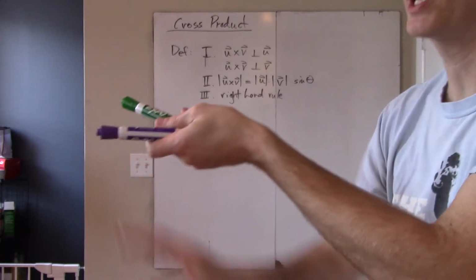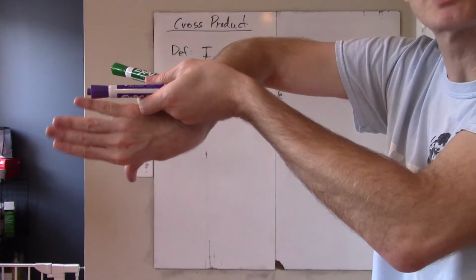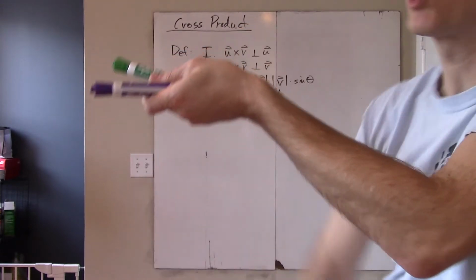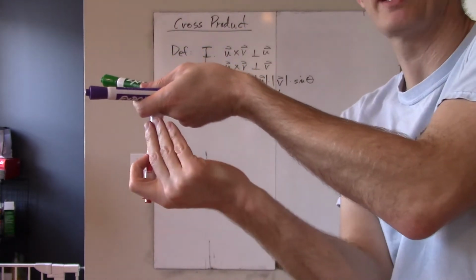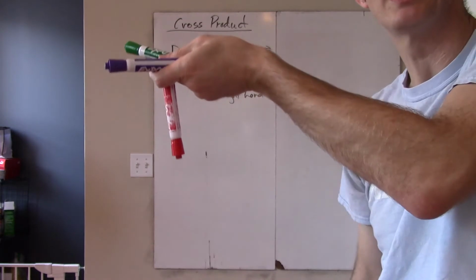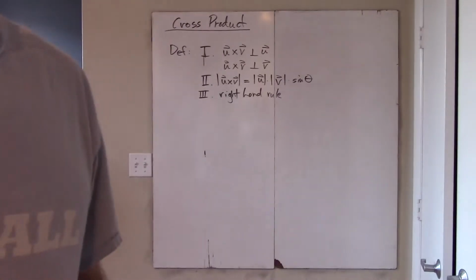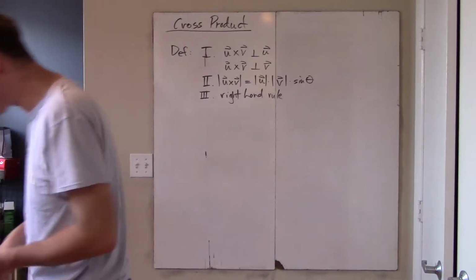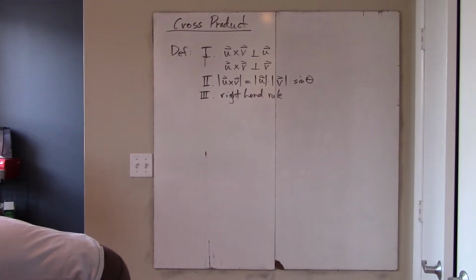But if on the other hand I did purple cross green, then my thumb is pointing down, so then the cross product would be coming down out of them there. That was not so great, but whatever. That is the definition.